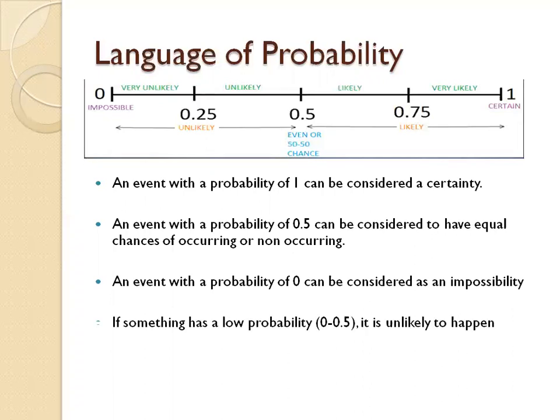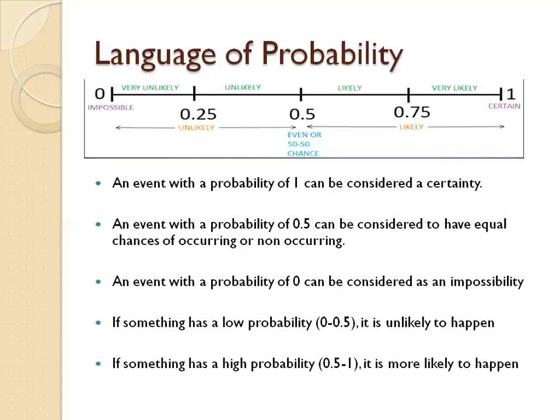Now, any event which has a low probabilistic value, that means a value within the range 0 to 0.5, has a low probability of occurring. Similarly, if something has a high probability, that means a probabilistic value of 0.5 to 1, that event is more likely to happen. So those events with high probabilistic value have a high chance of occurring, whereas those events which have low probabilistic value ranging from 0 to 0.5 have a low chance of occurring.